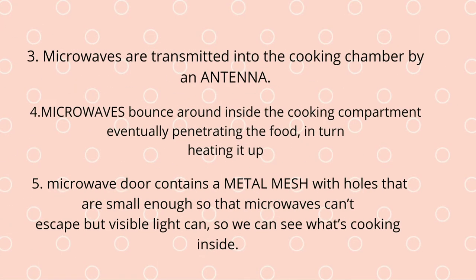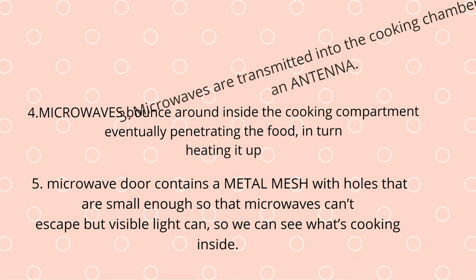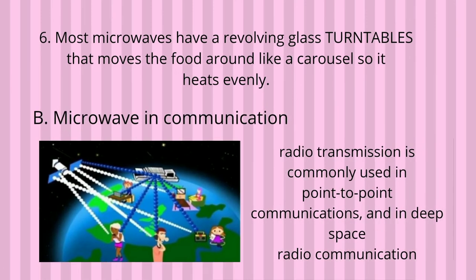Number 3. Microwaves are transmitted into the cooking chamber by an antenna. Number 4. Microwaves bounce around inside the cooking compartment, eventually penetrating the food, in turn heating it up. Number 5. The microwave door contains a metal mesh with holes that are small enough so that microwaves can't escape, but visible light can, so we can see what's cooking inside. Number 6. Most microwaves have a revolving glass turntable that moves the food around like a carousel so it heats evenly.